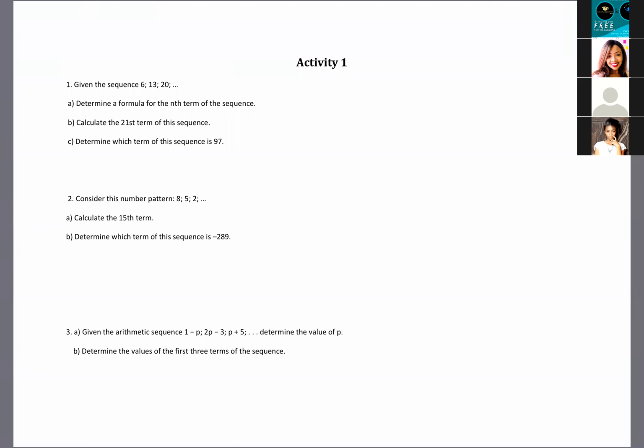Okay. So for everyone who just joined, we are on question 3. You guys can unmute your mics if you don't mind. Okay, so in question 3, they tell you that this is another arithmetic sequence, right? So you already know that T2 minus T1 is equal to T3 minus T2. So it says, given the arithmetic sequence 1 minus p, 2p, minus 3p plus 5, determine the value of p.